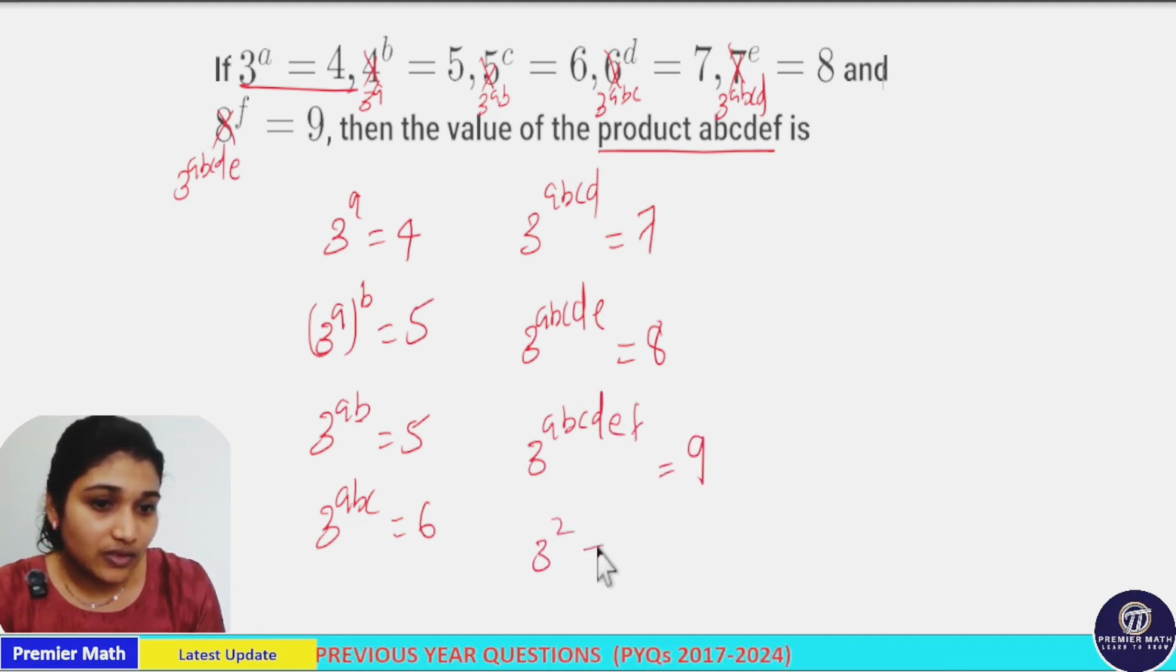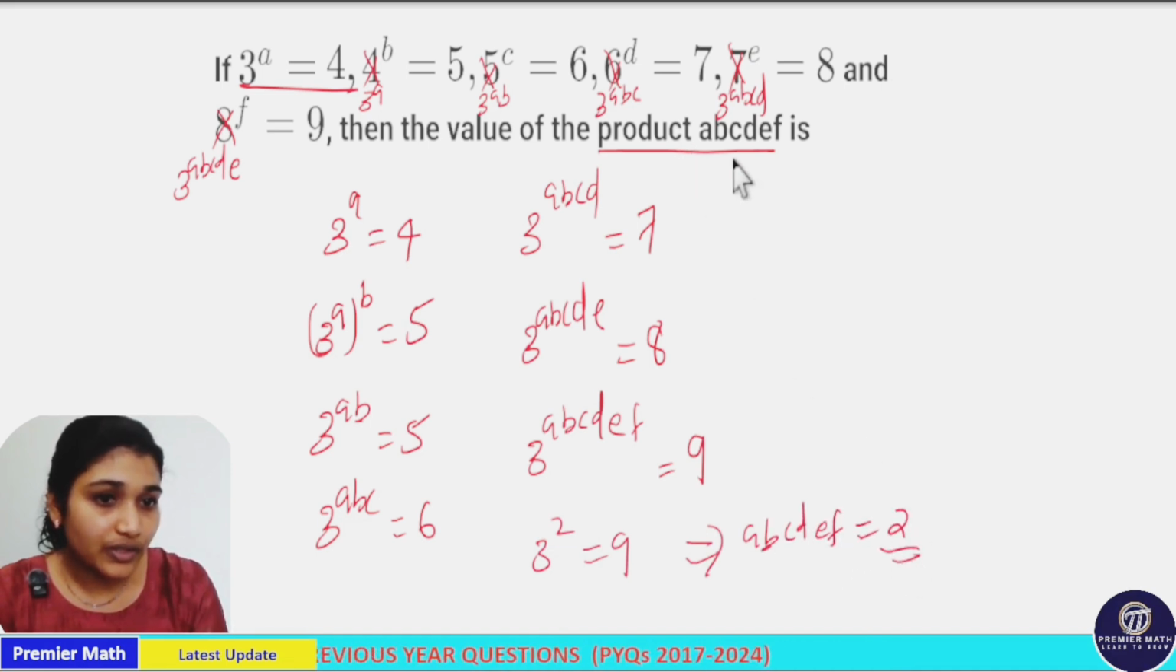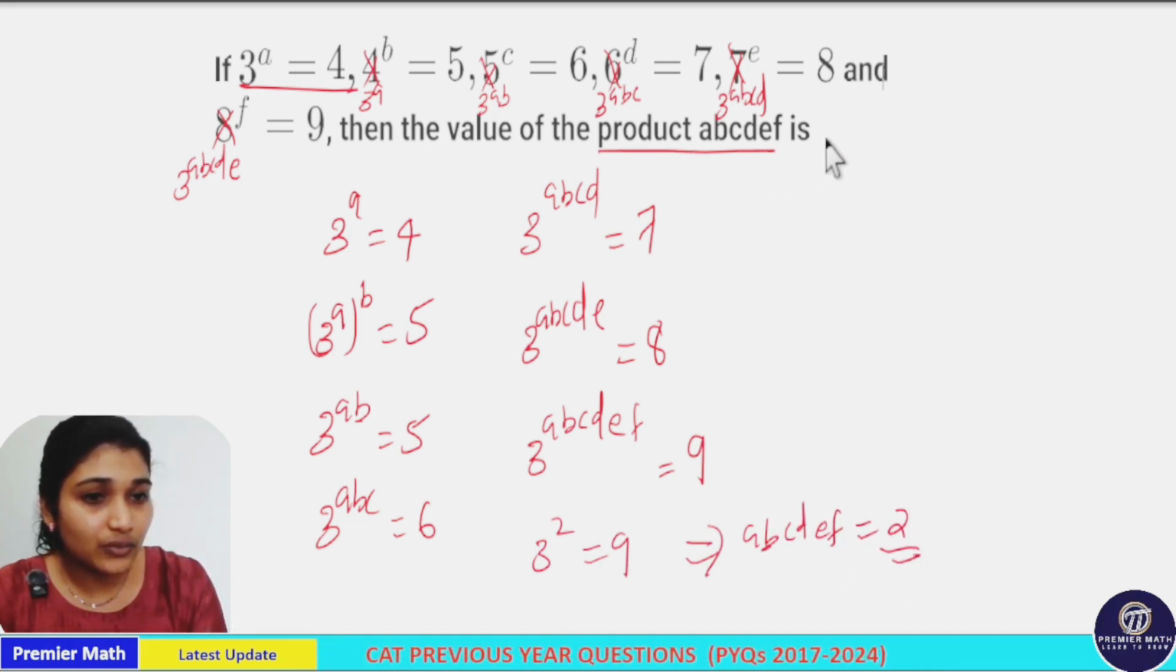We already know 3 squared is 9, which means ABCDEF is equal to 2. So the product of ABCDEF is equal to 2 here. Answer is 2.